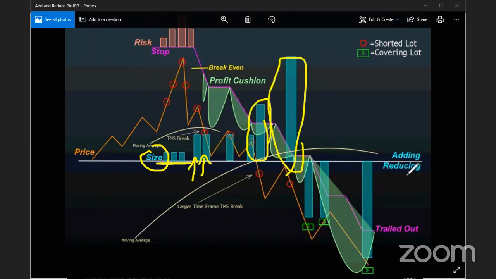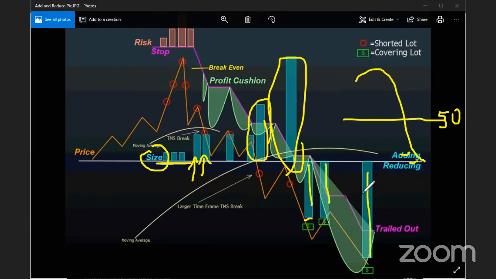And then by the time the cycle is about 50%, a lot of times you can use a 50 on the stochastic. And if you get through 50, then you want to start coming out of your size. And that's what this is. I'm trying to show that you're taking your size down towards the end of this cycle and you're taking profit.